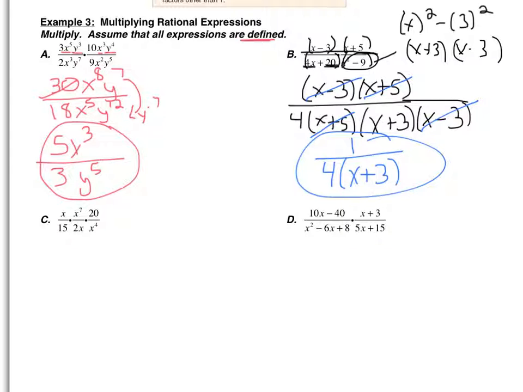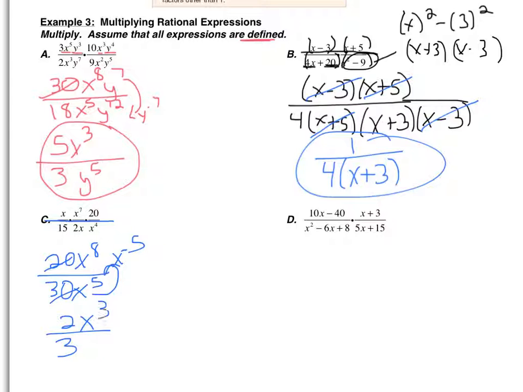Looking at example C, I'm just going to go ahead and multiply, because it's multiplication, and multiply across the top. So I have x times x to the 7th is x to the 8th times 20. And on the bottom I have 15 times 2, which is 30. And x times x to the 4th is x to the 5th. And then I can cancel out 10 from top and bottom, so I have 2 over 3. Bring the x to the 5th to the top is negative 5. And on the top I have x to the 3rd.